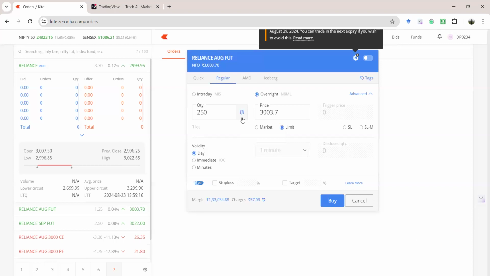Even if we don't have funds, we can use collateral margin. This has high leverage. We can see it is requiring margin of 1,33,000. It is 1/5 of the actual margin required to buy 250 shares.